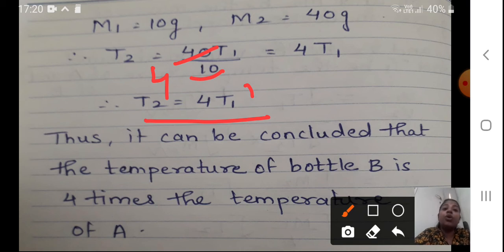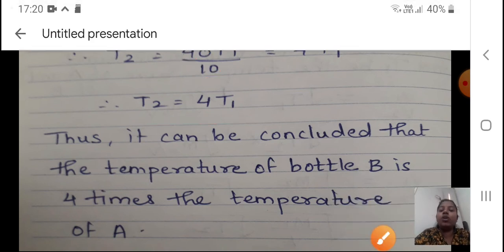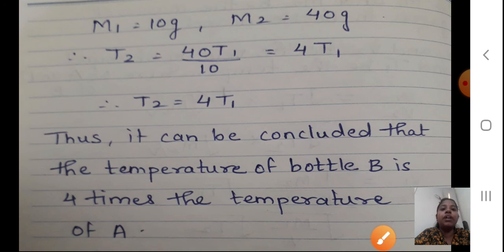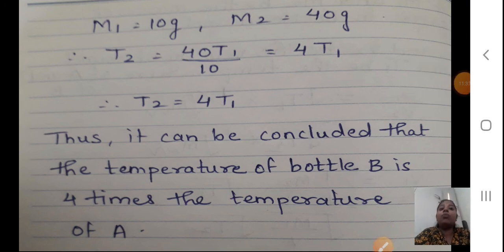Okay, student. So what can we get as the conclusion, students? Thus it can be concluded that the temperature of bottle B is 4 times the temperature of bottle A. Thus it can be concluded that the temperature of the bottle B is 4 times the temperature of bottle A. I hope it is clear to you. You understood the sum. You are going to solve it in your notebook. That time you will better understand it.